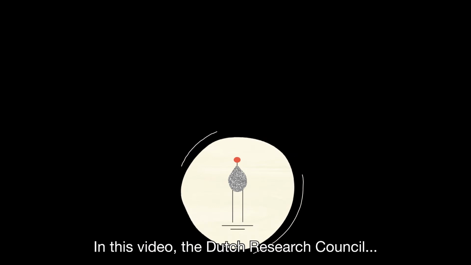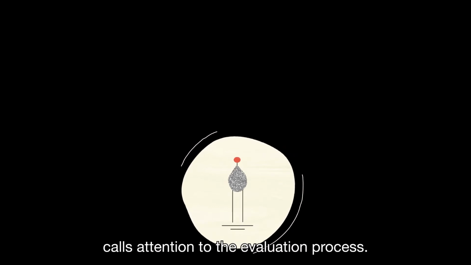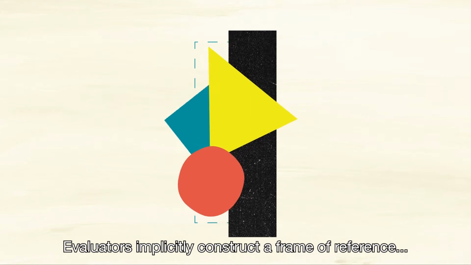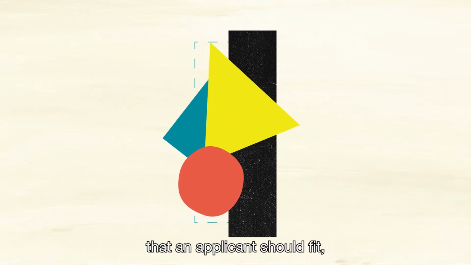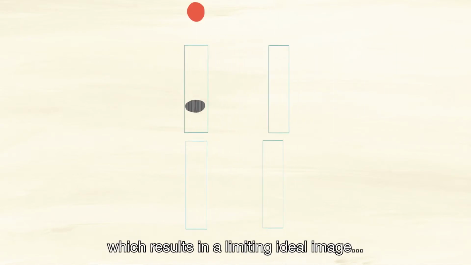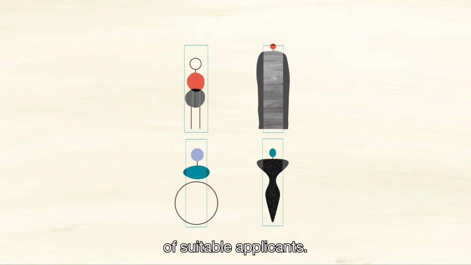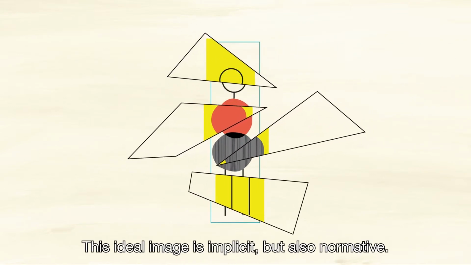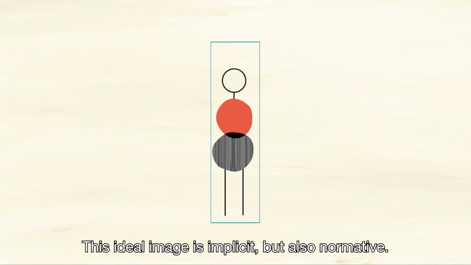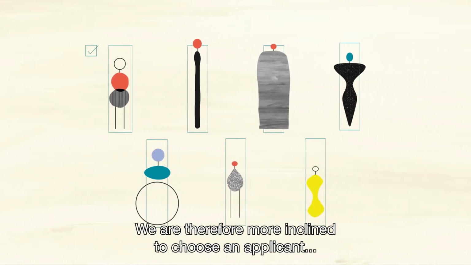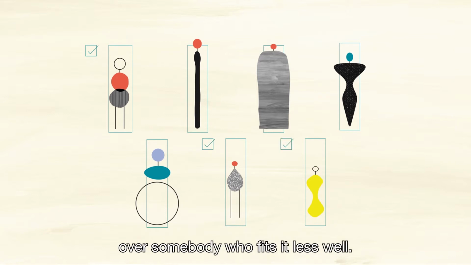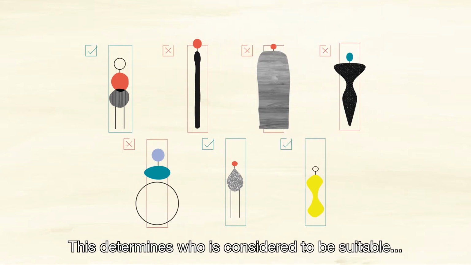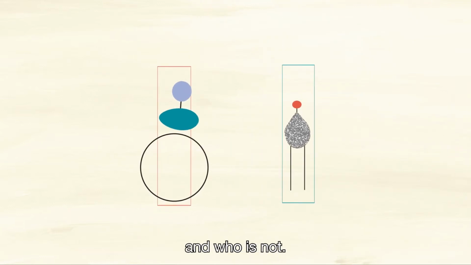In this video, the Dutch Research Council calls attention to the evaluation process. Evaluators implicitly construct a frame of reference that an applicant should fit based on aspects that differ, for example, per discipline or research programme. This frame is currently rather one-sided, which results in a limiting ideal image of suitable applicants. This ideal image is implicit but also normative. We are therefore more inclined to choose an applicant who better fits this ideal image over somebody who fits it less well. This determines who is considered to be suitable and who is not.